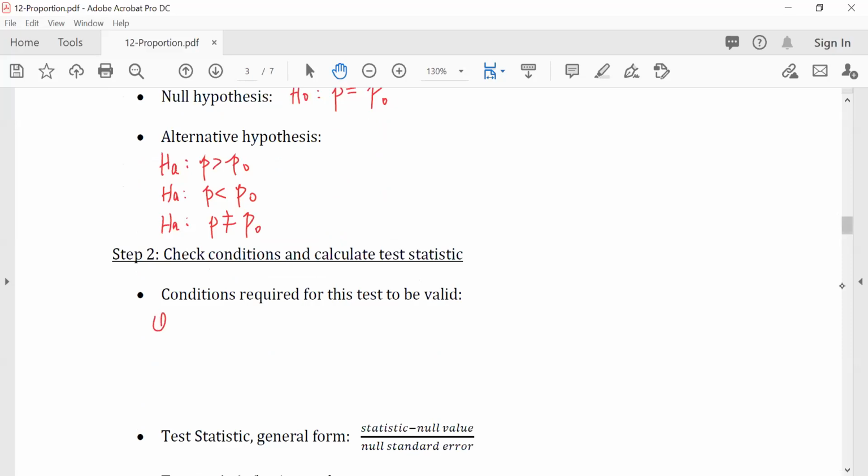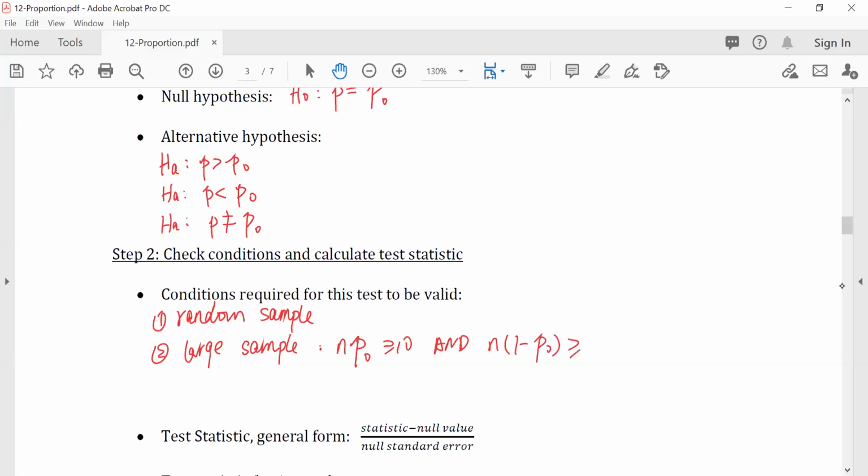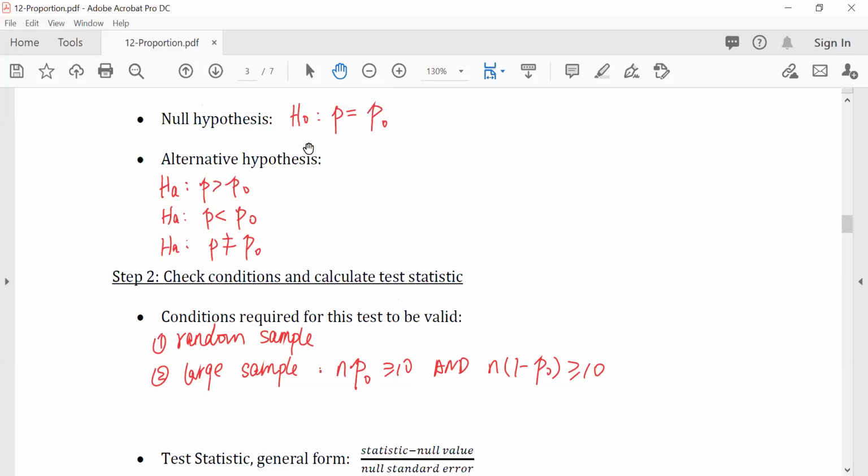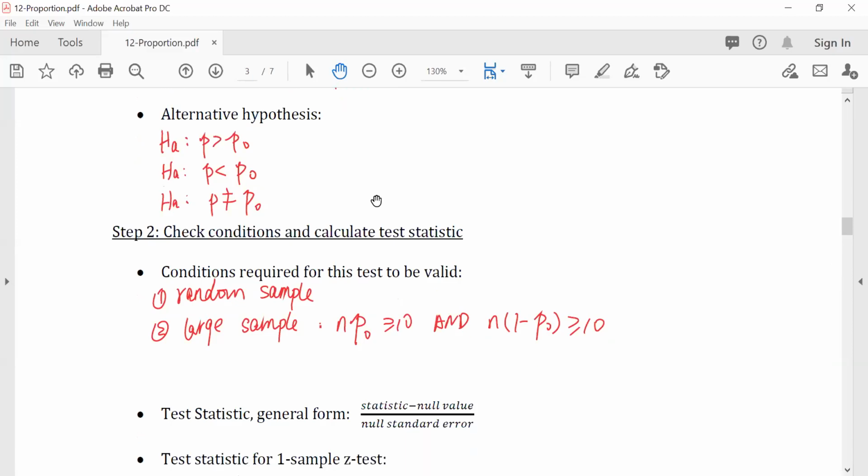So there are 2 conditions in order to do this hypothesis test. First, you have to have a random sample. Second, your sample size needs to be large enough. And how large is large enough? That is when your n times p null is greater or equal to 10, and n times 1 minus p null is greater or equal to 10. This p null is the null proportion that you establish in your null hypothesis. So please be careful, it's p null here.